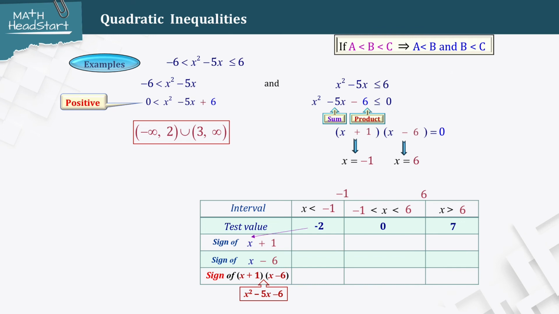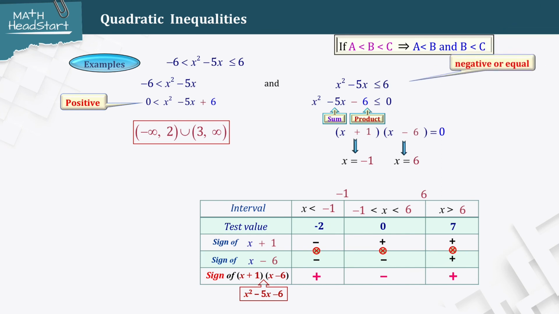Substitute the test value of -2 into the factor of x plus 1 to get a negative. Likewise, substitute the same value into the other factor to get a negative as well. Then multiply the two negative signs to get a positive for the quadratic expression. We get a negative in the second interval and a positive for the last interval. Now we have found the sign of the quadratic expression for each interval.